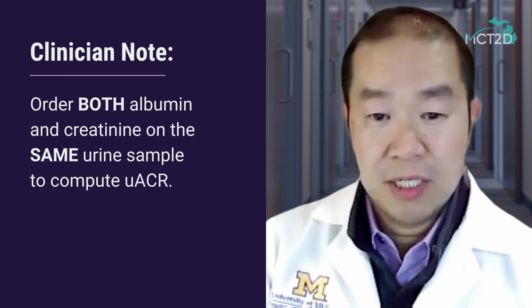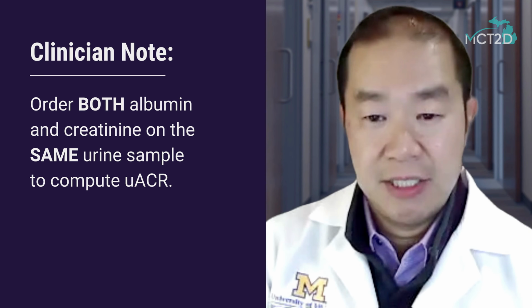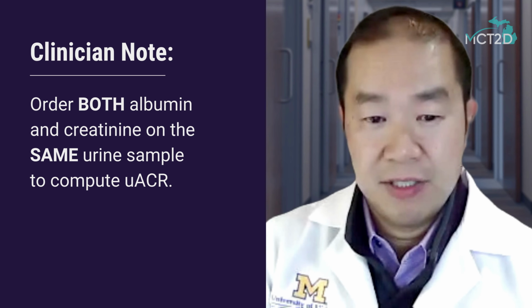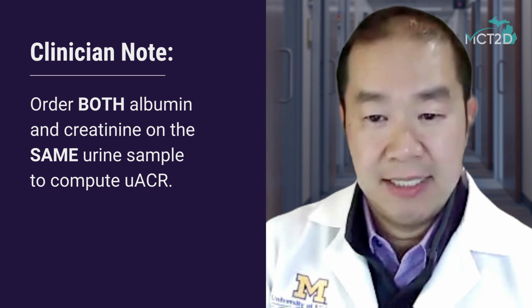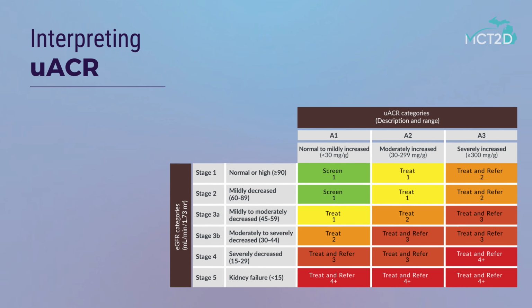Clinicians must order both a quantitative urine albumin and a urine creatinine on the same sample of urine for the lab to compute the ratio of urine albumin to urine creatinine, or uACR. If you only order a urine albumin, or only a urine creatinine, without the paired measurement, the lab cannot report the uACR. How do you interpret the uACR result?